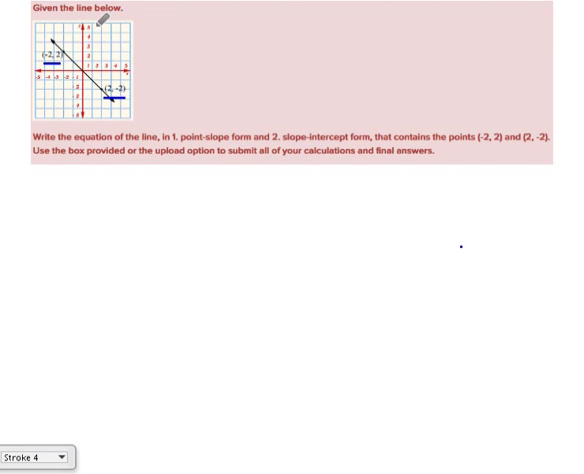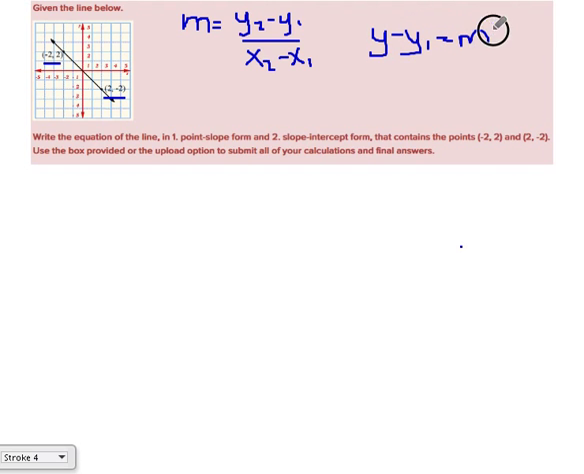So there are some formulas that we're going to need to use for this problem. The first is the slope formula, which I'm going to put up here. You should copy this down if you don't have it memorized. It's slope equals y2 minus y1 over x2 minus x1. And the second formula is point slope form of a line, and it's y minus y1 equals slope times x minus x1. And we're going to use both those formulas to solve this.